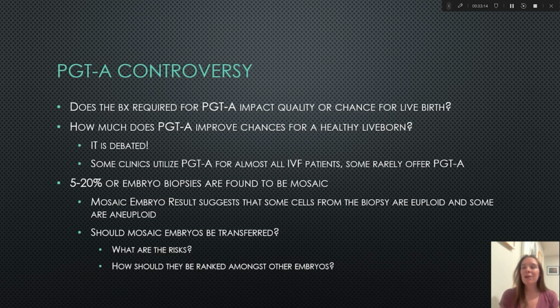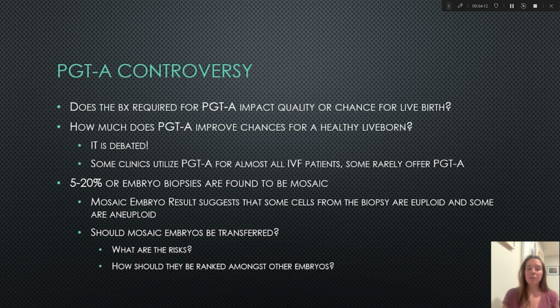Depending on the provider or the clinic that you go to or speak to as a patient, you could hear very different opinions about PGT-A. One of the big questions about PGT-A is, does the biopsy required for PGT-A impact the quality or the chance for live birth? And that's an area that's still debated. Another big question is, how much does PGT-A really improve the chances for a healthy live-born baby? That's also debated.